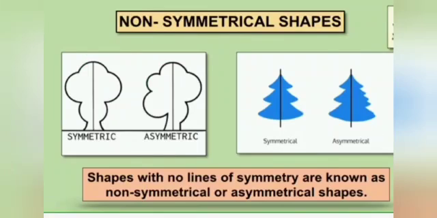Let's learn what an asymmetrical shape is. Non-symmetrical shapes: the shapes with no lines of symmetry are known as non-symmetrical or asymmetrical shapes. Look at this picture. This is an example of asymmetrical shapes. If we divide this shape, we cannot get equal halves of the part. So it is an asymmetrical shape.